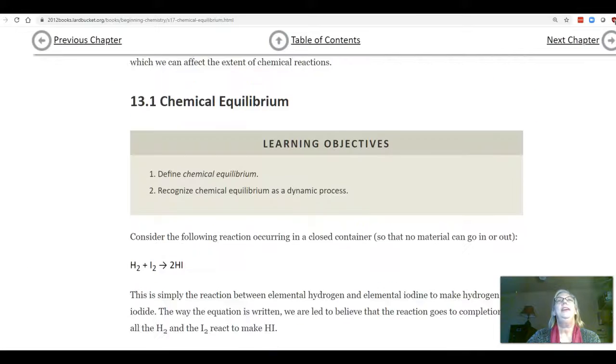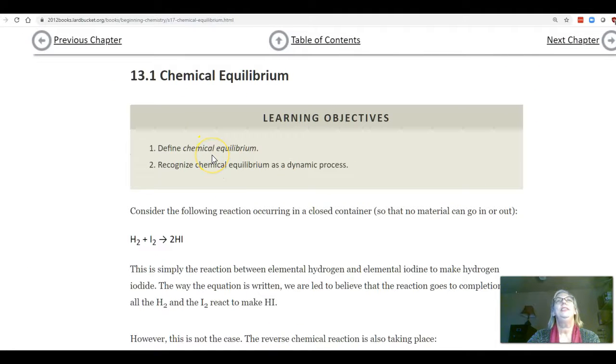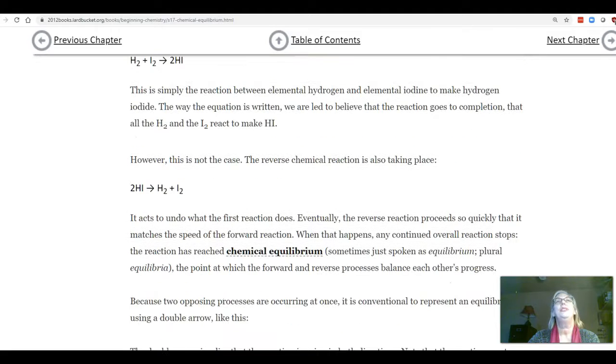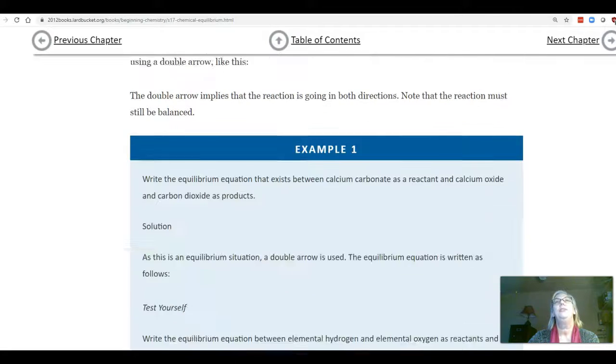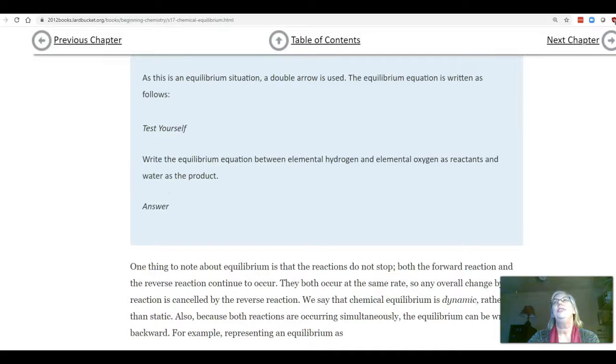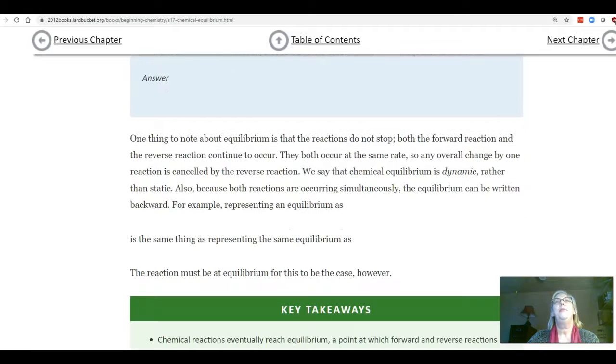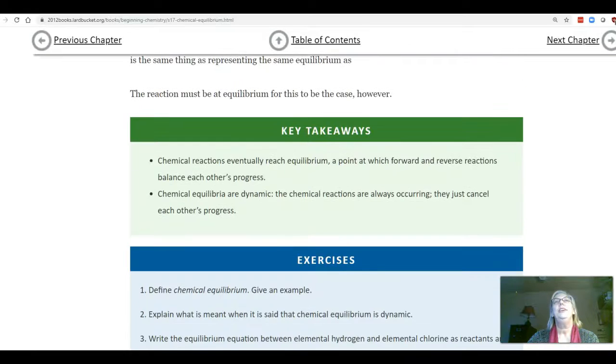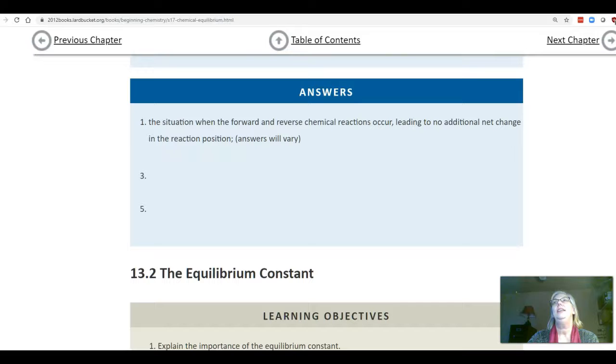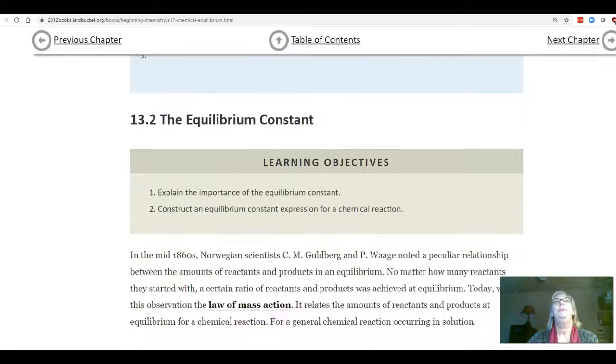So read the opening essay, understand what this definition is. Most of the time when we do chemical reactions, we see a one-way arrow. But in equilibrium, you're going to see a two-headed arrow showing that reactions can go left and right. They can go backwards and forwards. So that happens a lot in the reactions that are in our body. So understand the definition and concept of equilibrium.